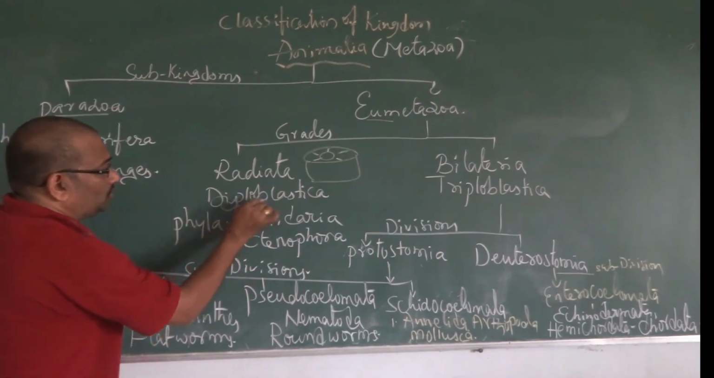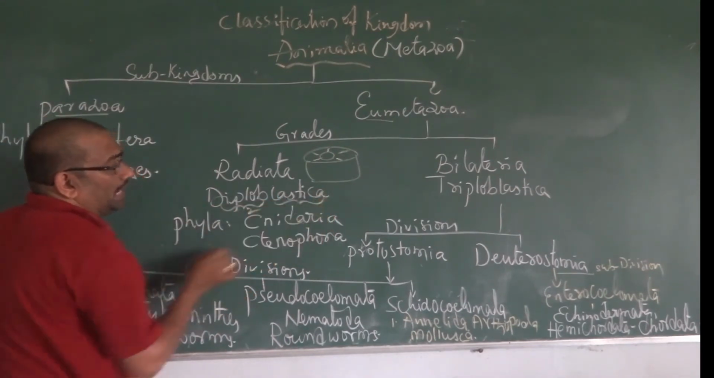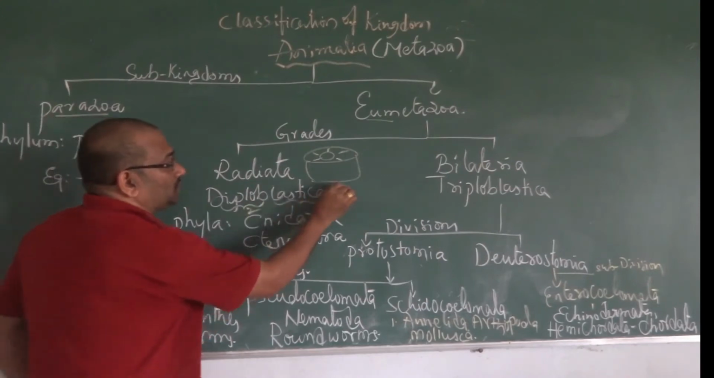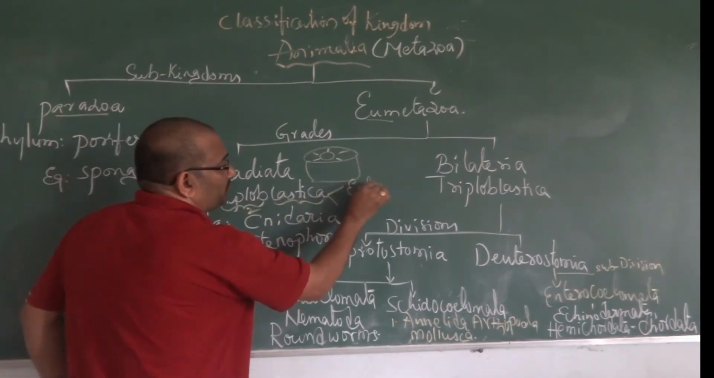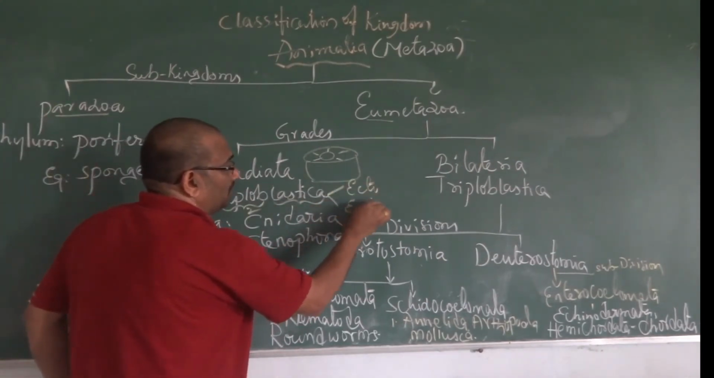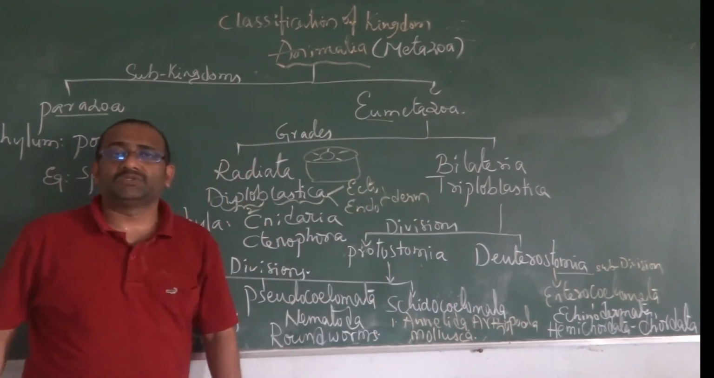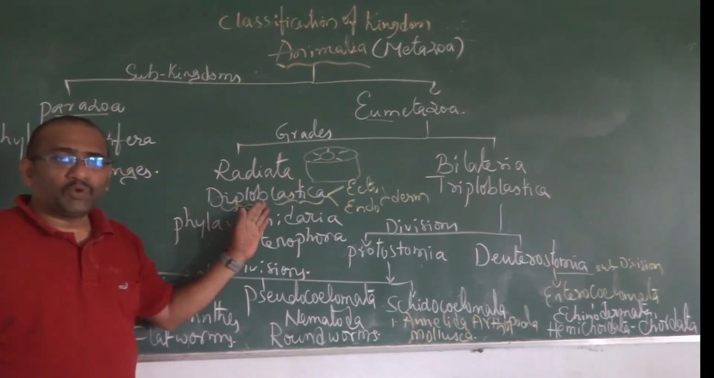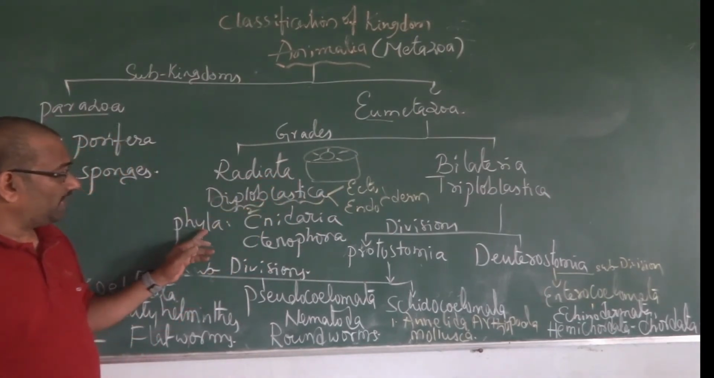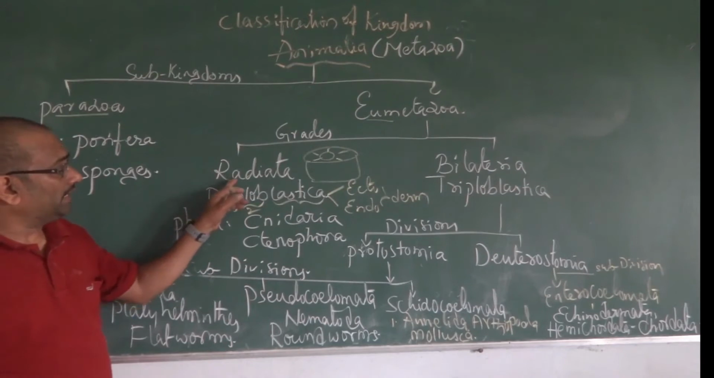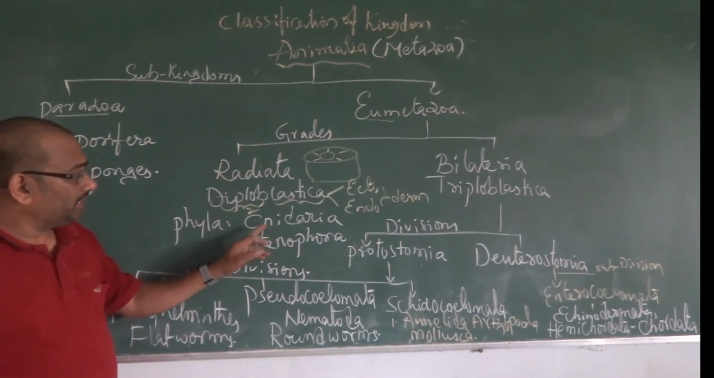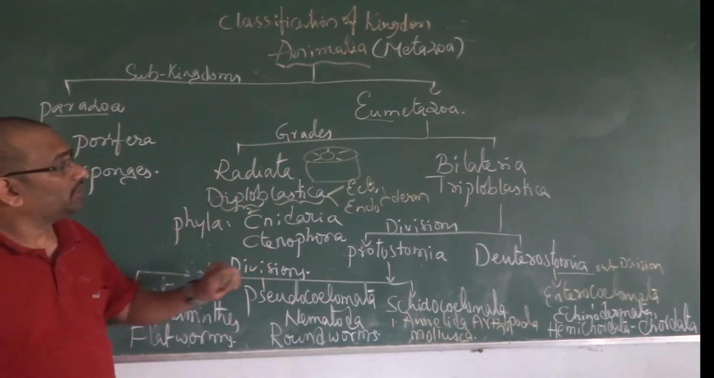Diplo means 2, blast means layers. Only 2 layers, ecto and endoderm layers, are present. So it is known as diploblastica. The phyla present in the Radiata are Cnidaria and Ctenophora.